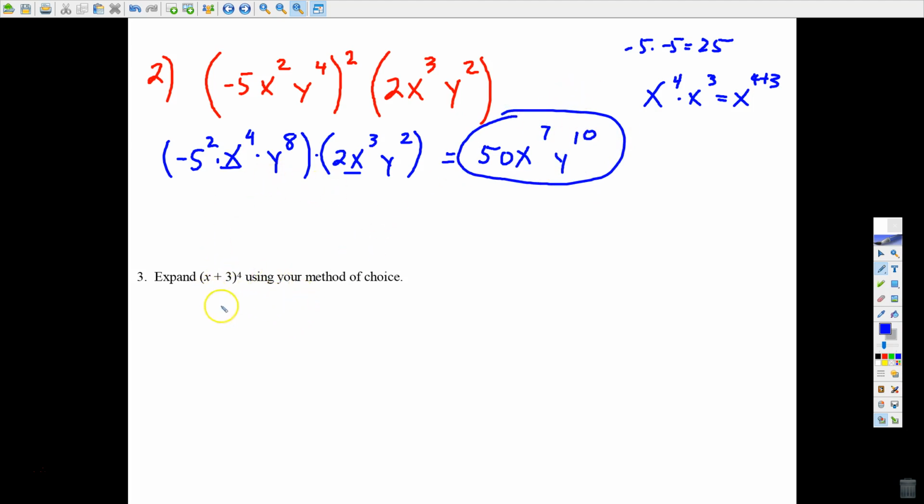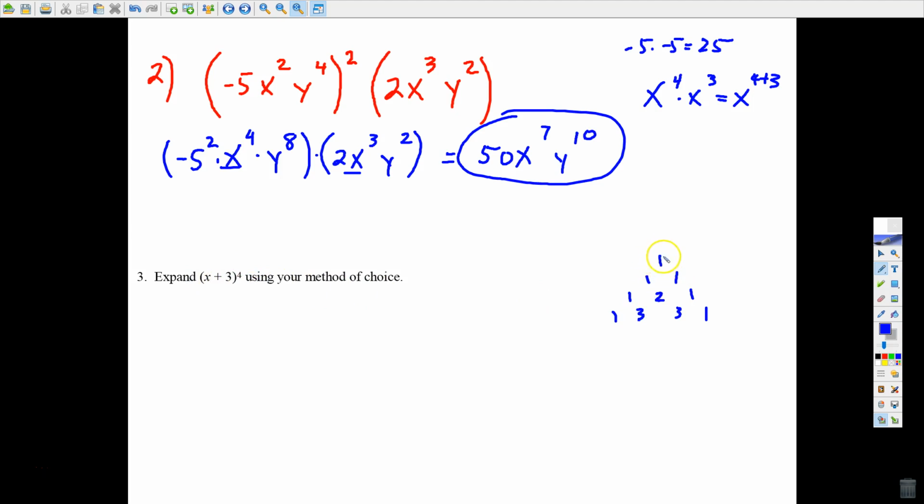Okay, number 3 says use your method of choice, and that refers to either Pascal's triangle or the binomial theorem. And I think I'll just go ahead and show both because I don't really know which one you like the best. So make sure both of them are covered. So for the triangle, you need to understand first of all how to make the triangle and how far to go. You don't need to make it too far for this one. We just need to be able to cover the exponent 4, expanding to the fourth power.